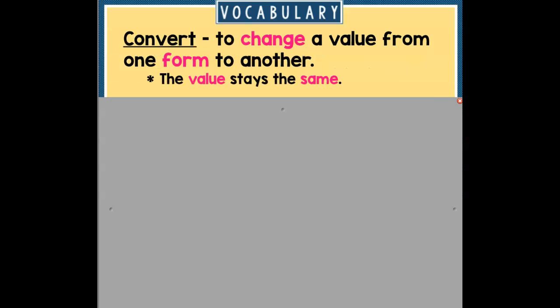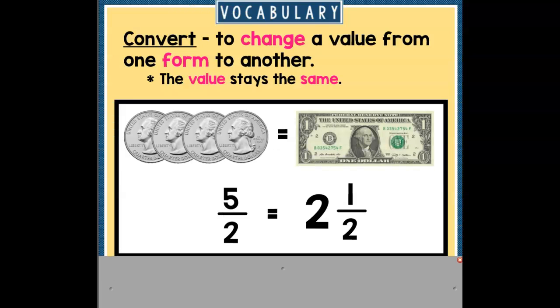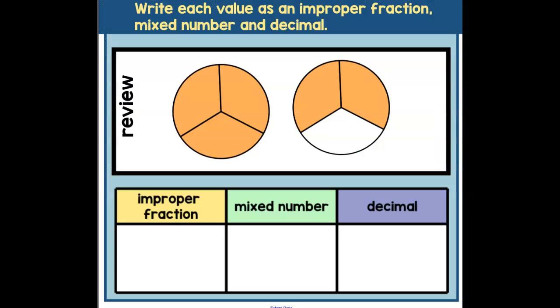We can also convert between those two. We can change the value from one form to another. Again, the value is going to stay the same. We're just changing the form. So again, that means I could change between a proper or an improper fraction and a mixed number, or a decimal and a mixed number. All those would be different ways that we could use to name a fraction.